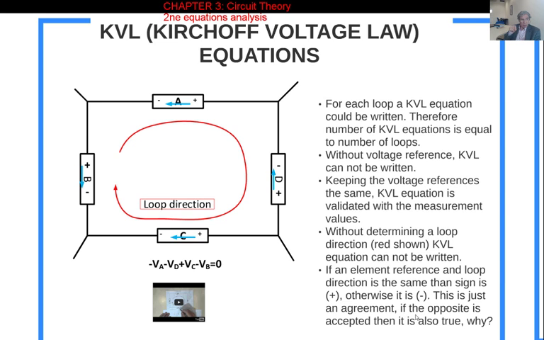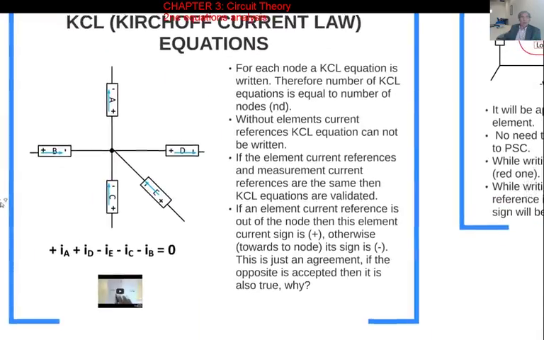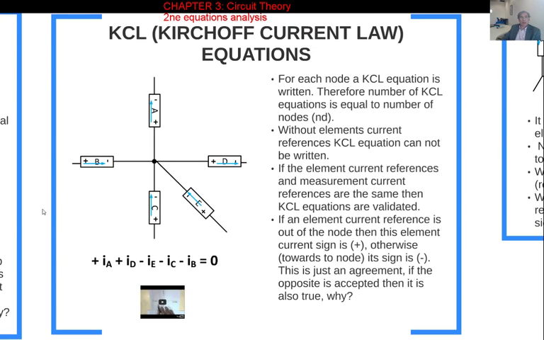But you cannot mix those rules up. That means you cannot use this rule for element B and use the other rule for element A. You've got to choose which rule you're going to apply and apply that rule. So the second step is the Kirchhoff current law equations, how we are going to write them. For each node, a KCL equation is written. Therefore, the number of KCL equations is equal to the number of nodes.